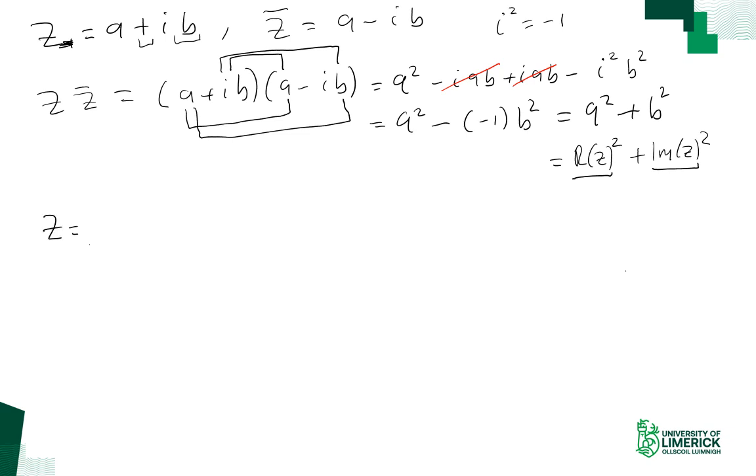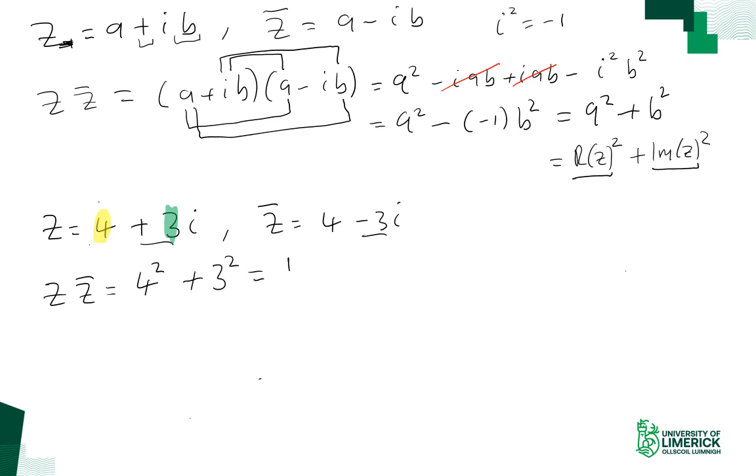An example: suppose we have z equal to 4 plus 3i. Then we know that z conjugate is 4 minus 3i, changing the sign of this plus 3 to minus 3. Then z times z conjugate is, using that formula, the real part of z is this 4, and the imaginary part is this 3. So we take 4 square plus 3 square, which is 16 plus 9, and this is 25.